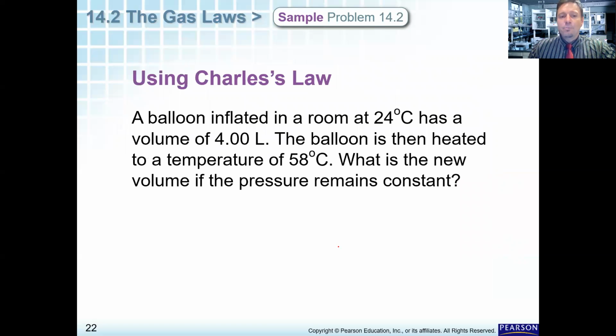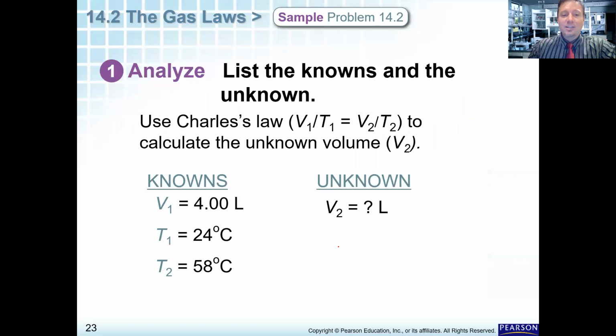So let's look at an example problem here. A balloon inflated in a room at 24 degrees Celsius has a volume of 4 liters. The balloon is then heated to a temperature of 58 degrees. What is the new volume? So first thing you always want to do is write down all your variables. And that's what they've done here. They write down everything that's given, and that way they know right here, I'm solving for my V2. Please don't cut a corner on that. That's really important to write down everything.